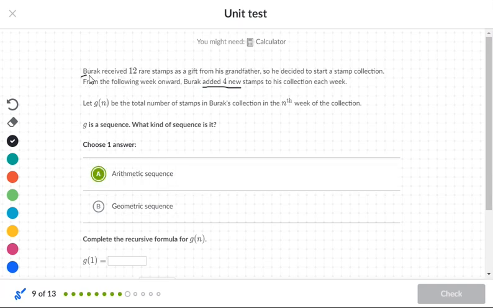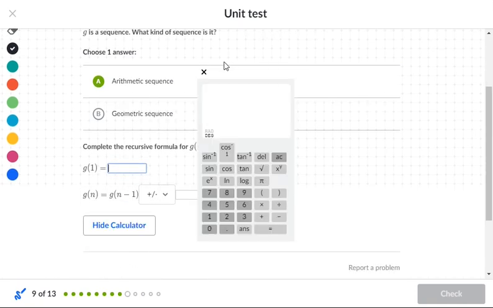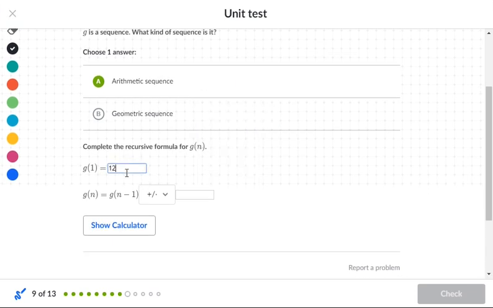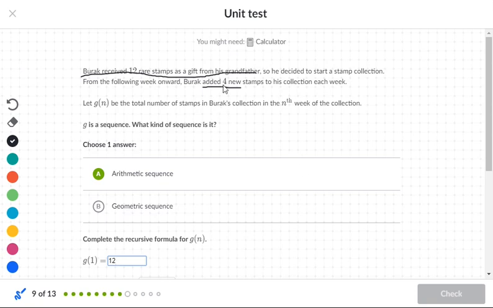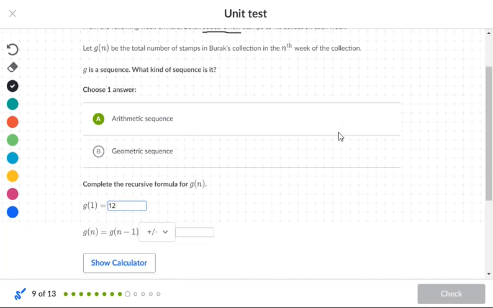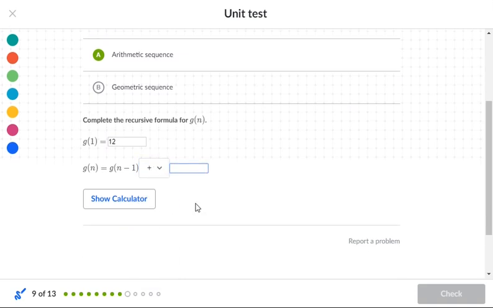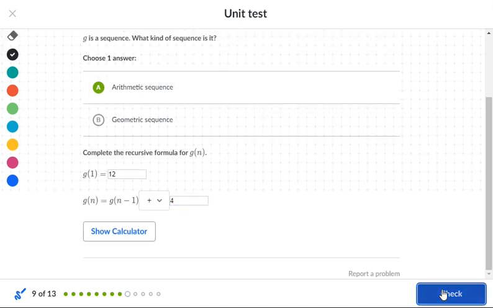Now he received 12 stamps, so he started off with 12. That's going to go into the first box, so the first box is going to be 12. For the second box, he added 4 to it, so this is going to be a plus 4, because there's an increase of 4 each week. So let's check this.